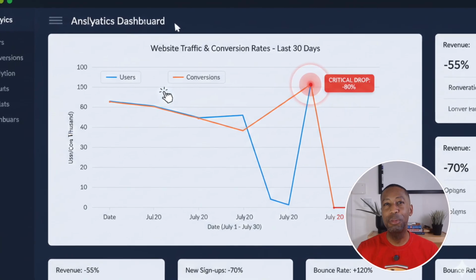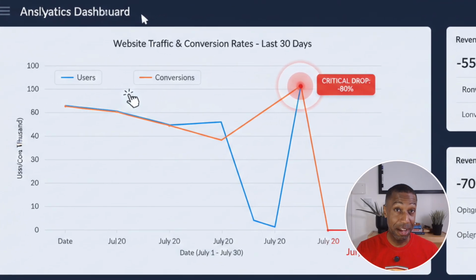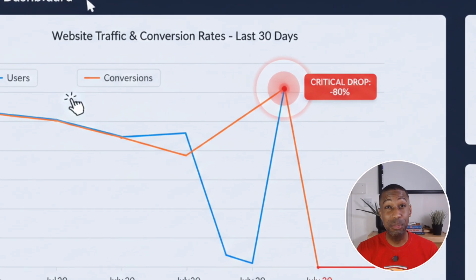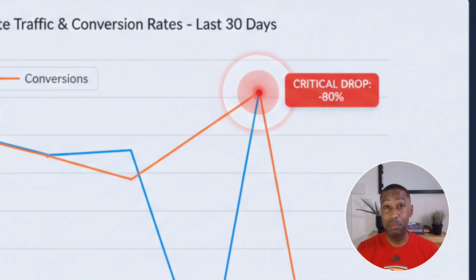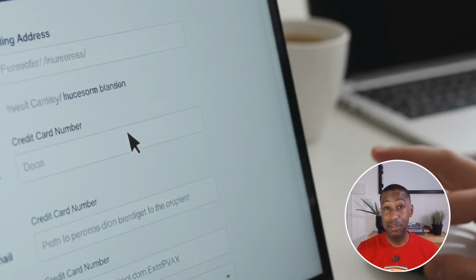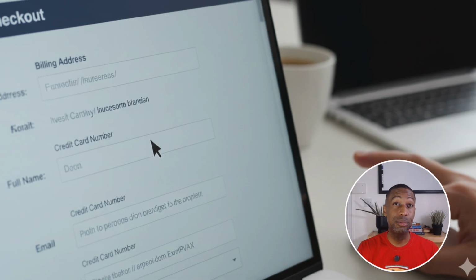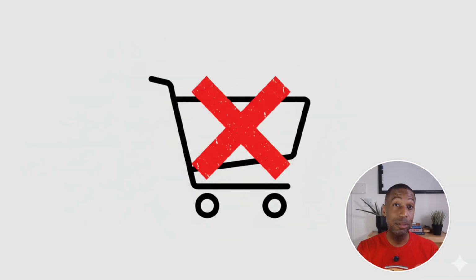Are your users dropping off and you can't figure out why? Well, the problem might be invisible. It might not just be about bad design. It's about deep psychological hurdles that you are unknowingly potentially creating.